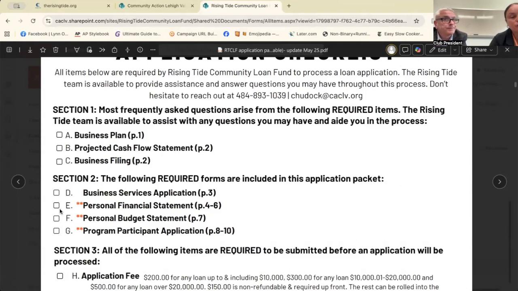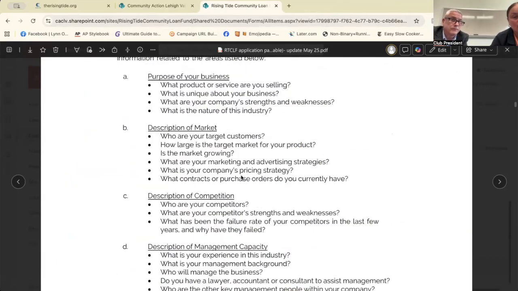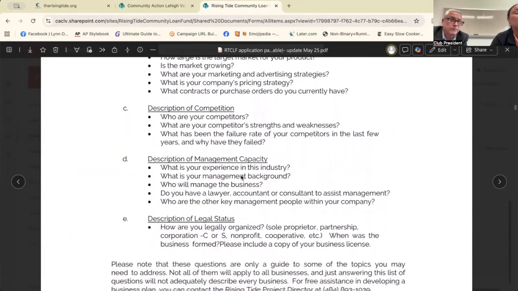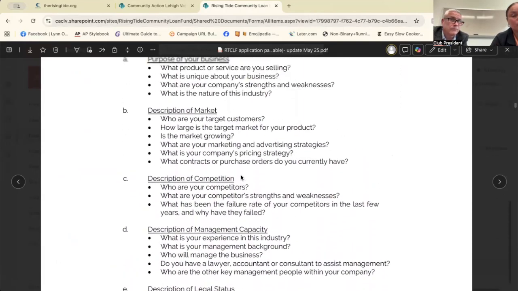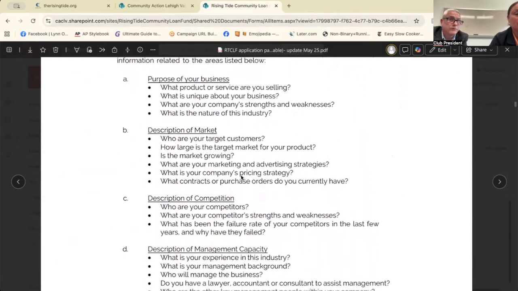It tells you, okay, you've done this section 2 already. Now we go to section 1, the business plan. This is something that you also have to provide to us. As I stated, we have the business outline, which is right here. It gives you an idea of what things you should include in your business plan. If you don't know how to write a business plan, we can help you. We won't write it for you, but we can definitely guide you in that process.